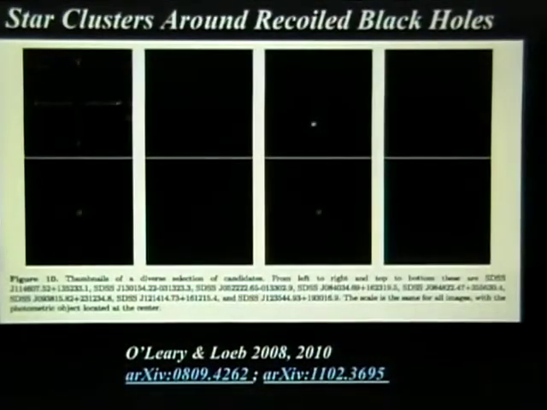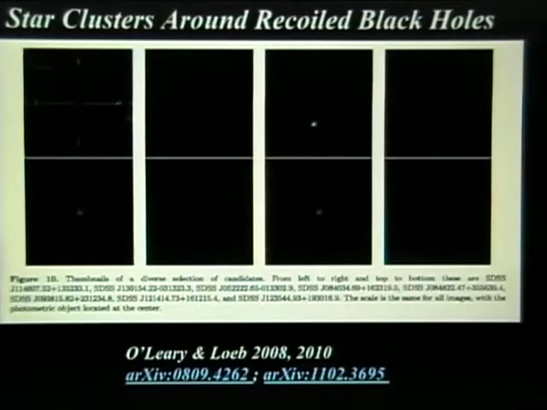And we actually searched the Sloan Digital Sky Survey for these black holes, and we found some candidates photometrically, but a spectroscopic follow-up is really needed in order to see if any of them is related to a recoiled black hole. So star clusters in the Milky Way could represent recoiled black holes.